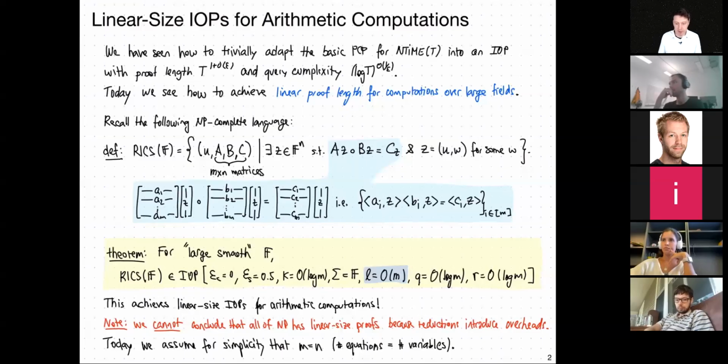Before we get started, any questions about the motivation or what we're about to do? I'm not going to linger too much on this because you should have seen it in the worksheet. And hopefully it is clear that we're aiming for a regime that we haven't seen before for PCPs.